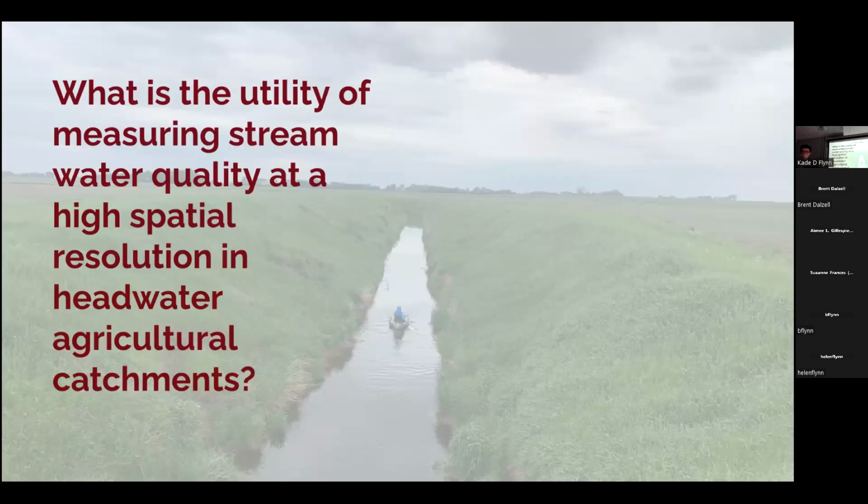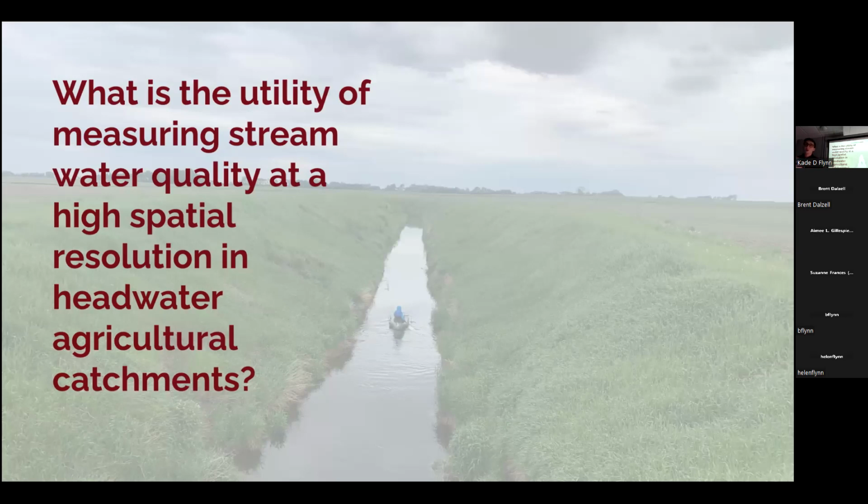And so, previous work has established that this platform enables us to collect this high resolution stream water chemistry in these headwater agricultural streams. So my efforts really focused on understanding what the utility of measuring stream water quality at this high spatial resolution in headwater agricultural streams is.